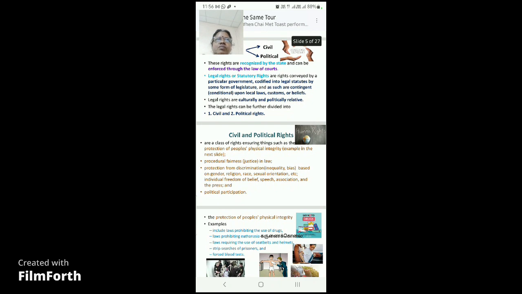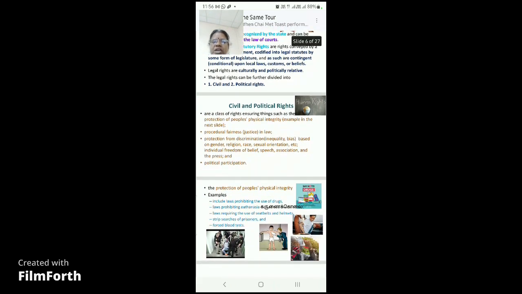What are civil rights? See the example here in the next slide. Civil rights include laws prohibiting the use of drugs, laws prohibiting euthanasia, laws requiring the use of seat belts and helmets, strip searches of prisoners, and forced blood tests. The civil laws ensure things such as protection of a person's physical integrity, which should be protected, procedural fairness in law, protection from discrimination based on gender, religion, race, sexual orientation and so on, individual freedom of belief, speech, association and the press, and political participation. This comes under the category of civil and political rights.